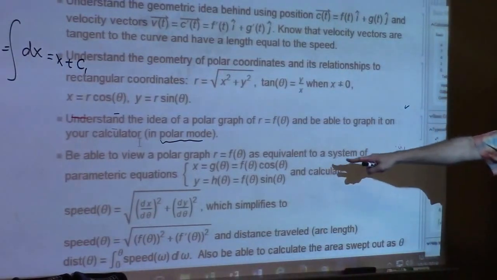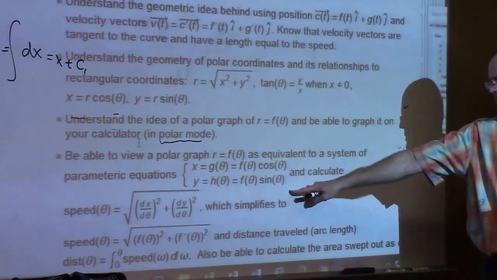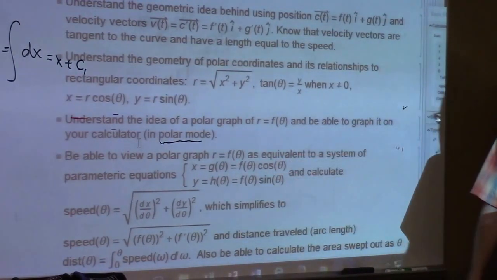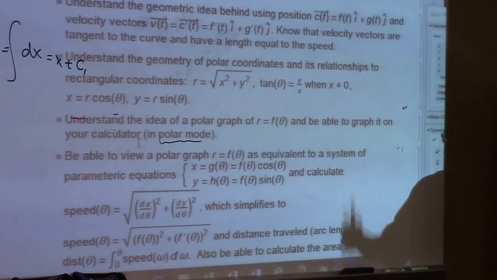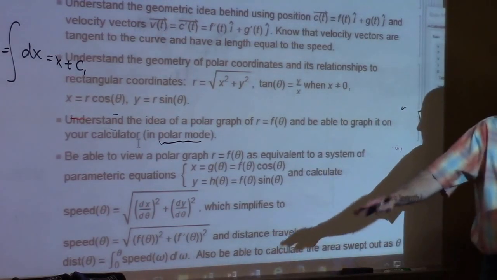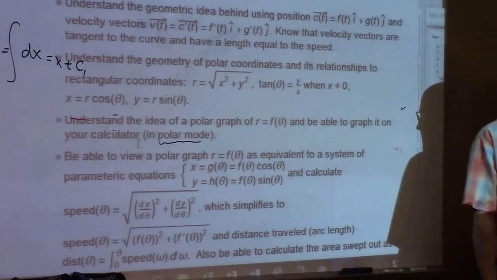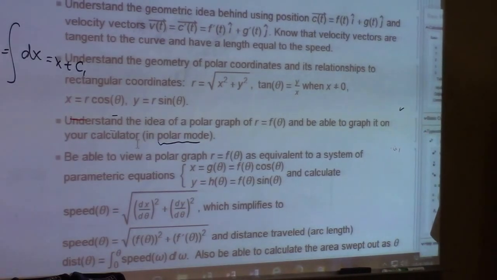You can view a polar graph in terms of parametric equations. Theta now is the parameter instead of t, though you can pretend it's time if you want. You can pretend the angle is the same as time, just for the sake of conceptual clarity.